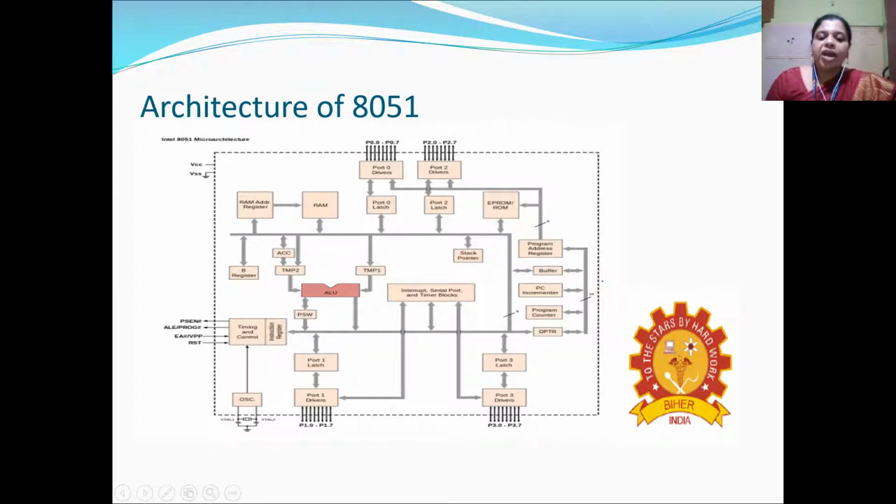Then from your ALU, memory and input output, the next block is your timing and control unit block. When we want to have an external access, we will be using the program store enable, program or EA/VPP. So the architecture is designed as: first the memory part, the arithmetic and logic unit block, the timing and control unit block, and the input output ports. We will see in detail about these blocks.